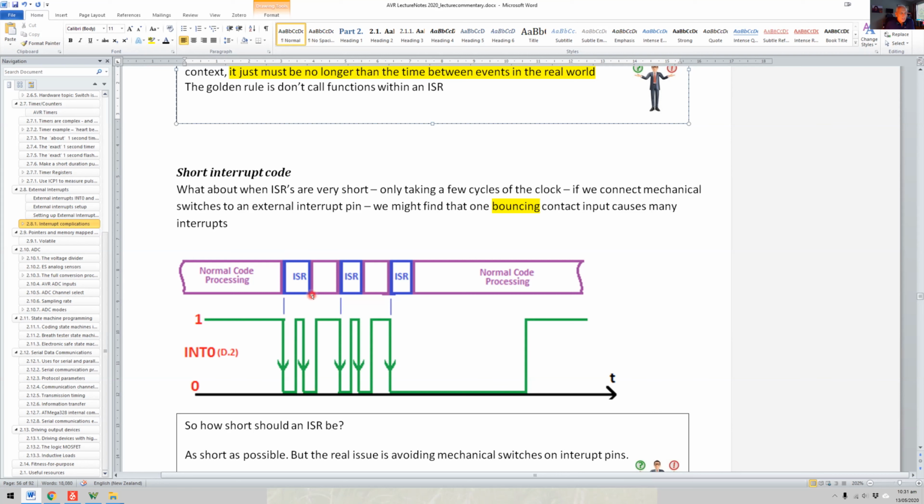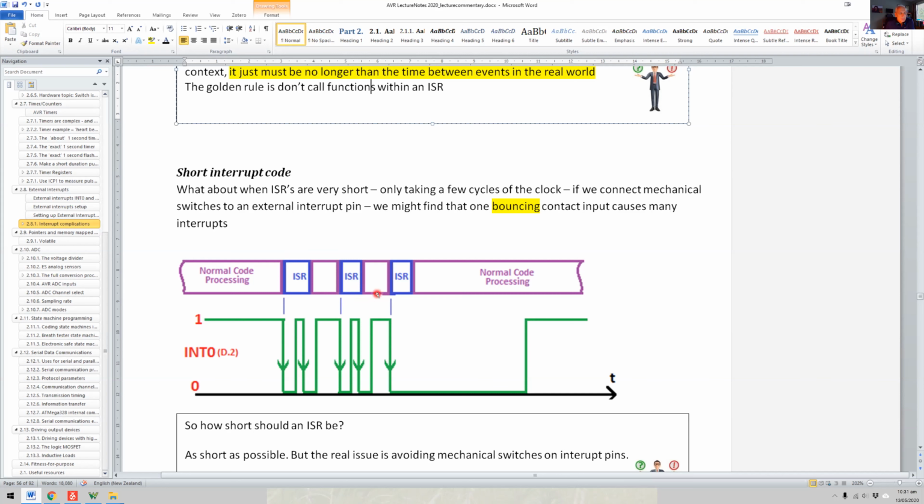Now the ISR finishes, we go back to our normal code processing, and then there's another bounce here. This bounce is actually followed by a second bounce. The first one causes the interrupt service routine to be called again. The second one is ignored, again, because it's not re-entrant.